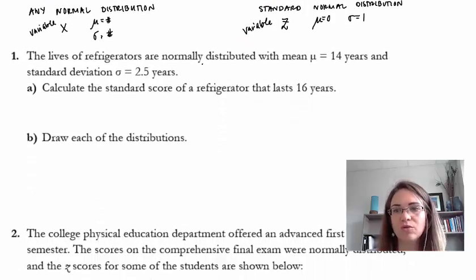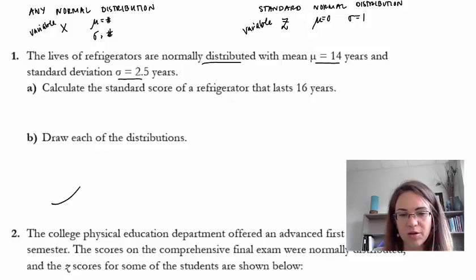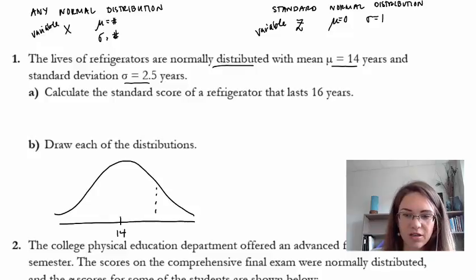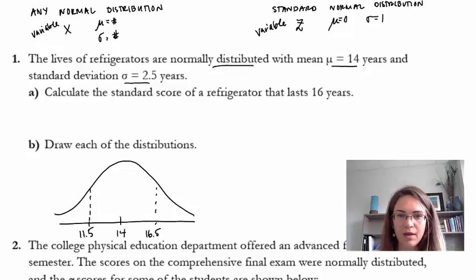So refrigerators are normally distributed. There's a mean of 14 years and a standard deviation of 2.5 years. If I draw the distribution and jump to part B just to give you a picture, the specific distribution, mean of 14 years, 1 standard deviation away, would be 2.5 years larger, 16.5, or 2.5 years less than the mean, 11.5. So there's the distribution for the x value, where x is the lifespan of a refrigerator.